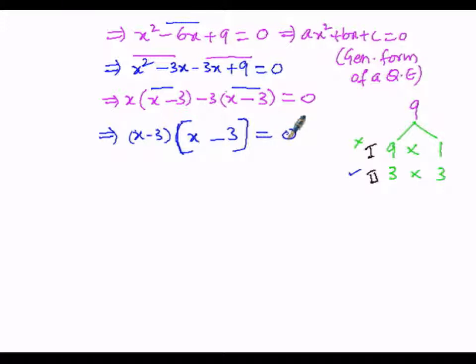In order to solve this equation, either the first bracket must be equated to 0 or the second bracket must be equated to 0. So x minus 3 must be equated to 0, or the second bracket x minus 3 must be equated to 0. Or in other words, x minus 3 is multiplied twice, x minus 3 into x minus 3, so we can write it as x minus 3 whole square is equals to 0.